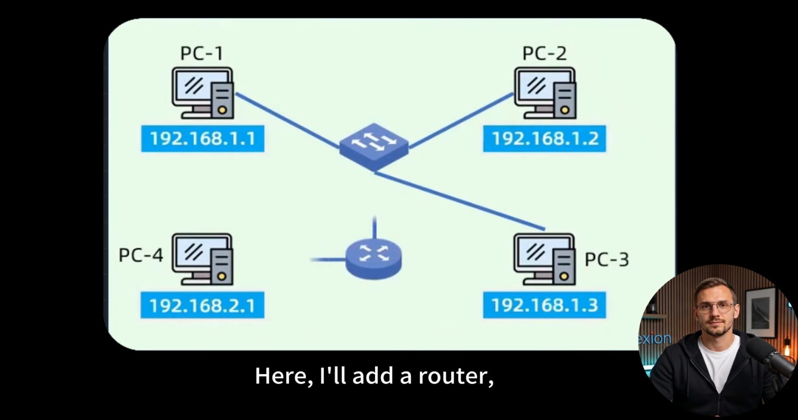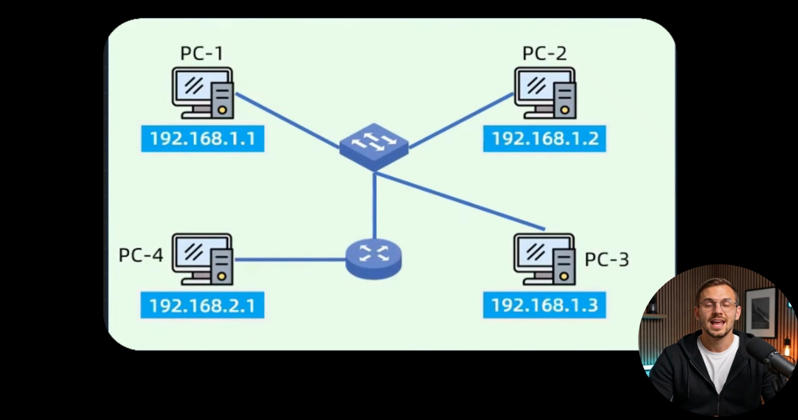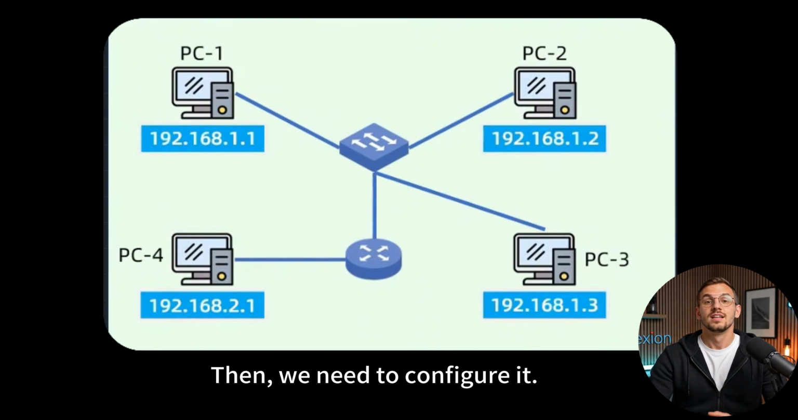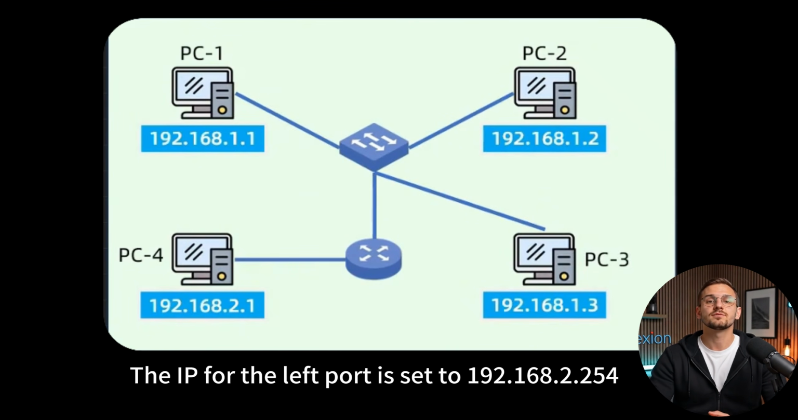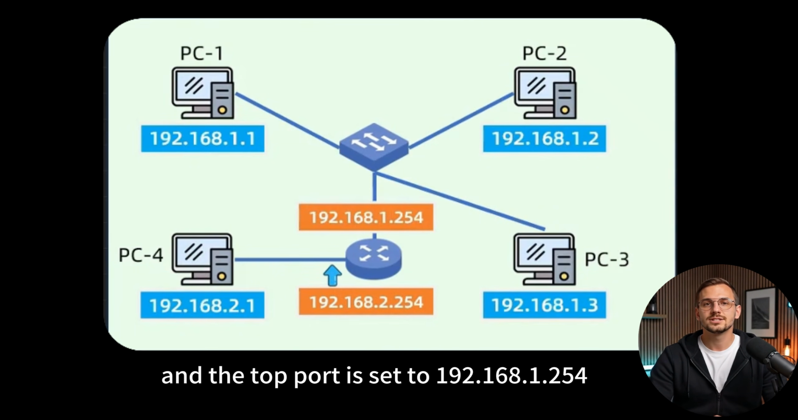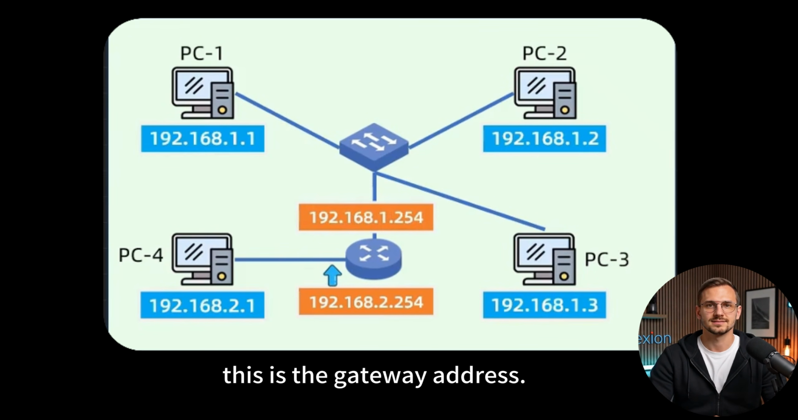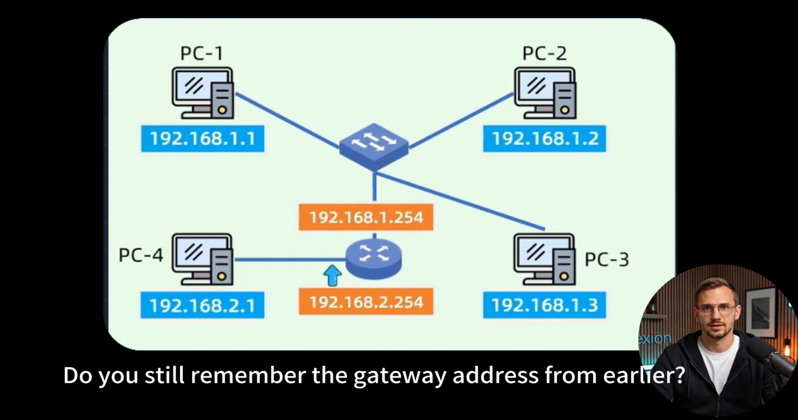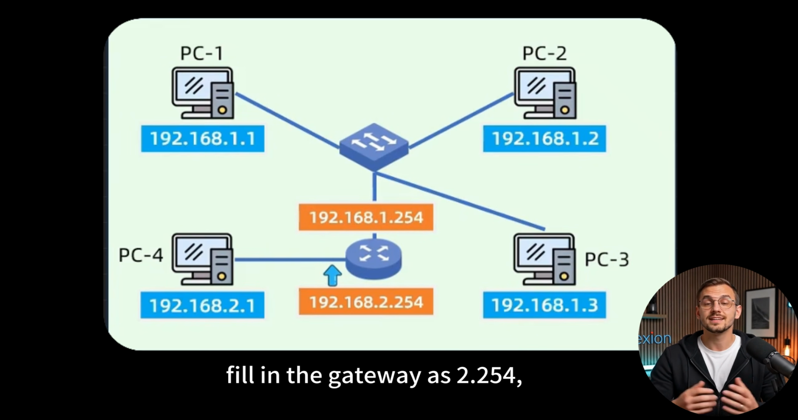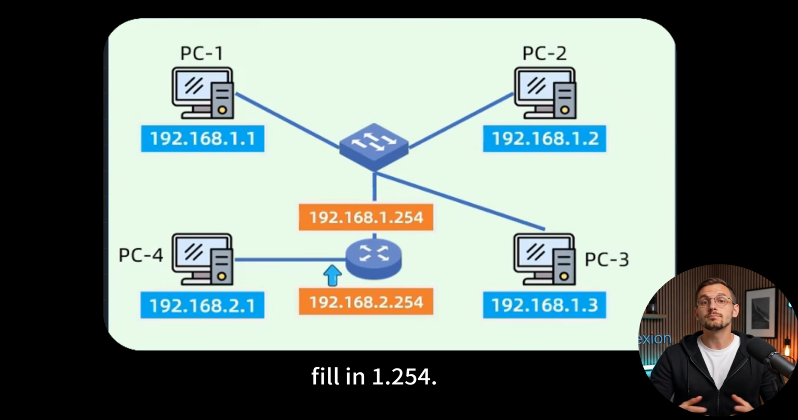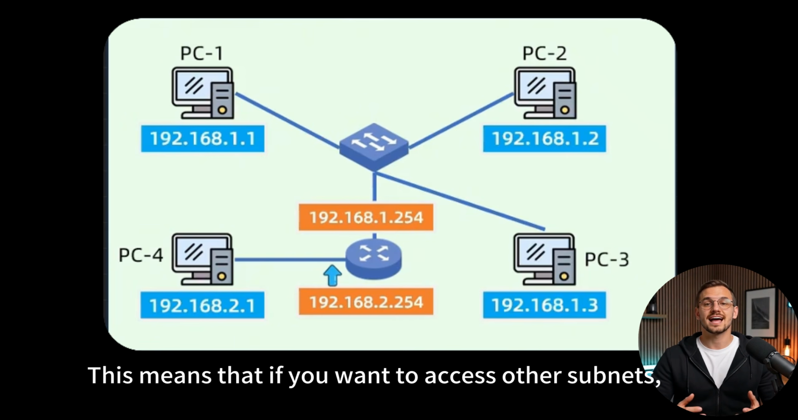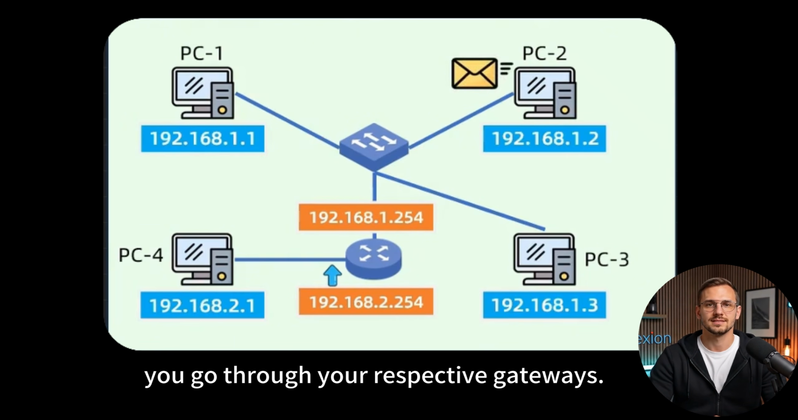Here, I'll add a router. The left port connects to the computer, and the top port connects to the switch. Then, we need to configure it. The IP for the left port is set to 192.168.2.254, and the top port is set to 192.168.1.254. This is the gateway address. Do you still remember the gateway address from earlier? For the computer on the left, fill in the gateway as 2.254, and for the other computers, fill in 1.254. This means that if you want to access other subnets, you go through your respective gateways.